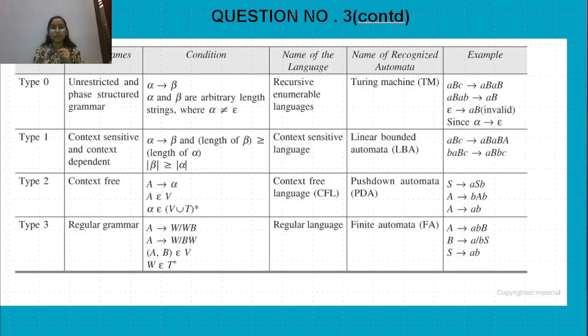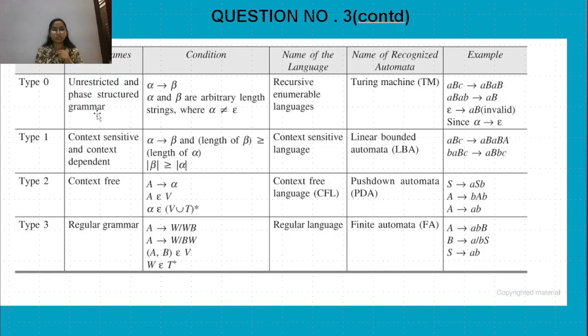Okay. So the table: grammar equals type 0. Another name of type 0 grammar is unrestricted or phrase structure grammar. Its condition is alpha and beta are arbitrary length strings where alpha is not equal to beta. The name of the language of type 0 grammar is also called recursively enumerable language. It can be recognized by Turing machine. Example can be A, B, C can be recognized by AB, AB can be recognized by AB, epsilon can be recognized by AB, since alpha equals epsilon.